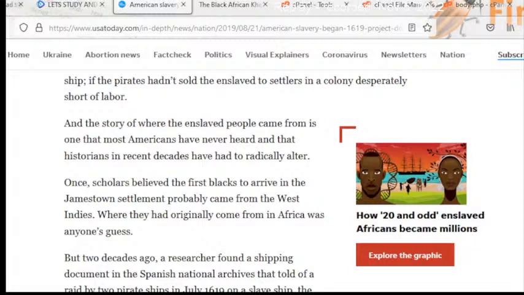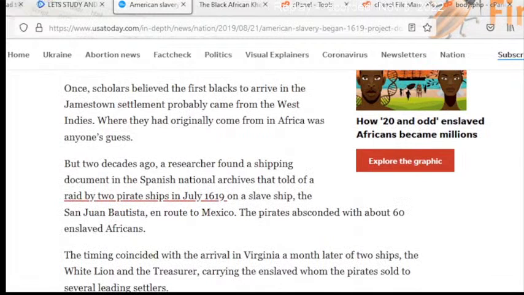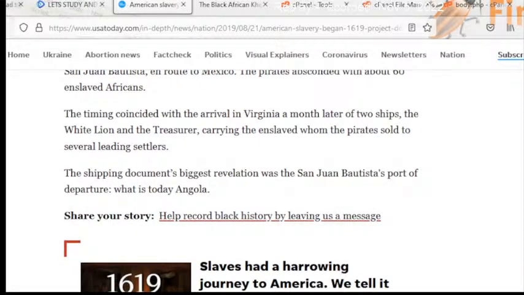But it says 2 decades ago, a researcher found a shipping document in the Spanish National Archives that told of a raid by 2 pirate ships in July 1619 on a slave ship, the San Juan Bautista, en route to Mexico. The pirates absconded with about 60 enslaved Africans. Watch this. It says, the timing coincided with the arrival in Virginia a month later of 2 ships, the White Lion and the Treasurer, carrying the enslaved whom the pirates sold to several leading settlers. The shipping document's biggest revelation: the San Juan Bautista's port of departure, what is today Angola.